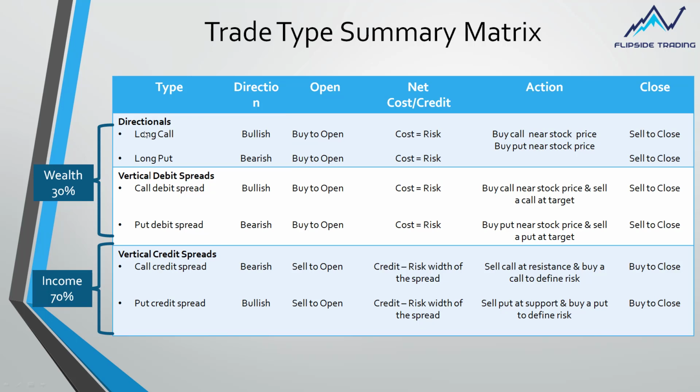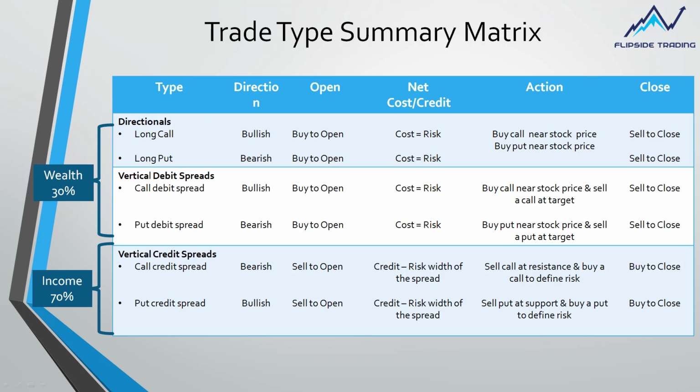If we go directional, are we going to buy a put or are we going to buy a call? We're going to buy a call. We're going to buy it to open. If we buy it to open, we have to sell it to close. If we're bullish, we want the stock price to go up. If we want the stock price to go down, are we going to buy a put? Are we going to buy a call? We're going to go ahead and buy a put.